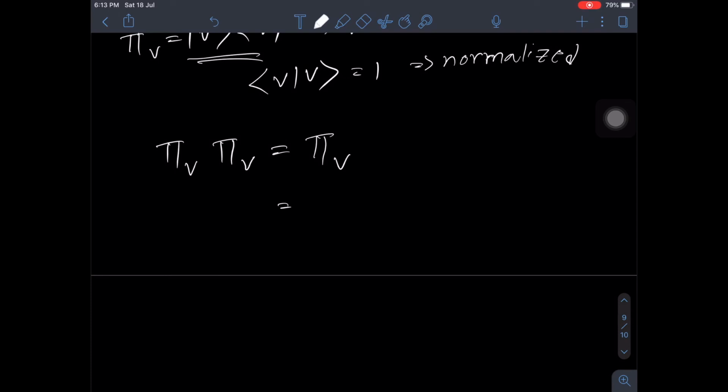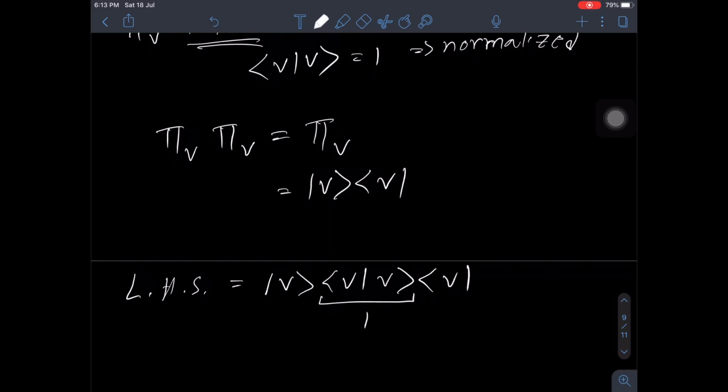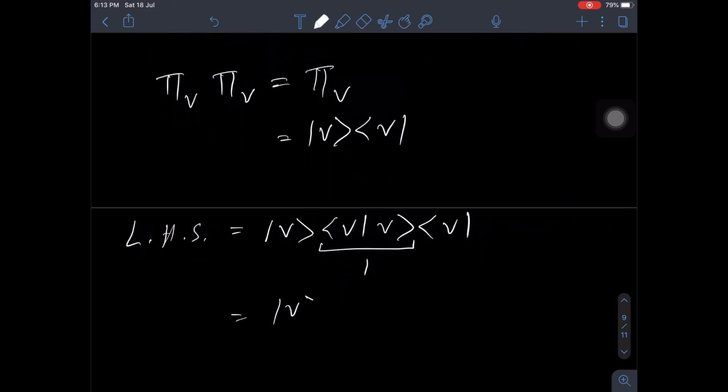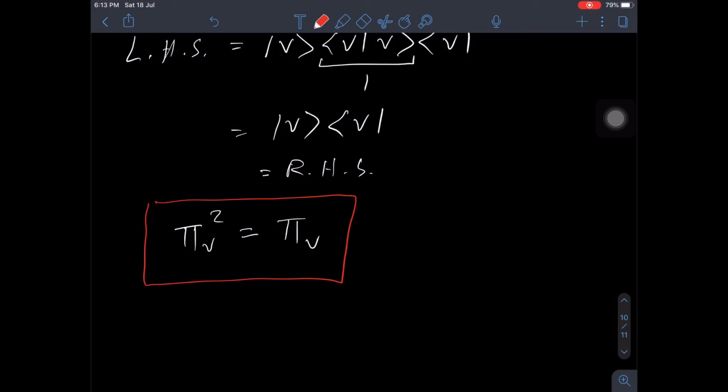By definition this is v, right? And now let's calculate the left hand side. Left hand side is equal to v, and you have again v. But by definition this is 1 because this is a normal vector. Then what you're left with is just v, which is equal to the right hand side. All right, so what we have proved is that pi v square is equal to pi v. This is one of the most important properties of projection operators.